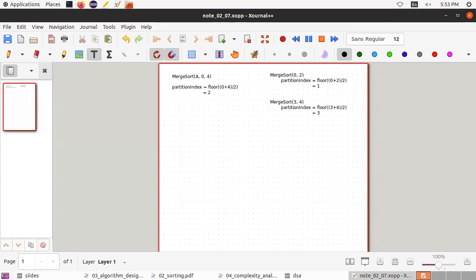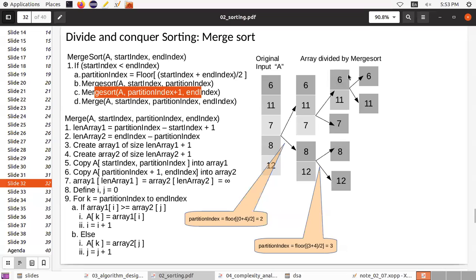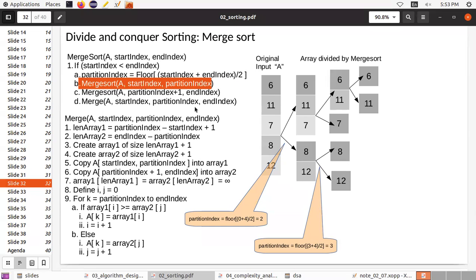Okay. Now, when these two functions are called, this particular array gets divided at the point 1. Point 1 is this. So you get these two arrays. This array is getting divided at partition index equal to 3. So you get these two arrays. Now these arrays cannot be divided further. 8 and 12, you can't divide them further. That's where the merge sort algorithm will stop. This particular iteration will stop this code.